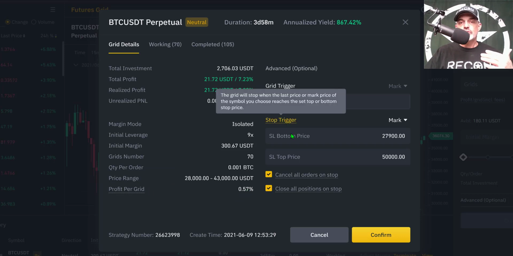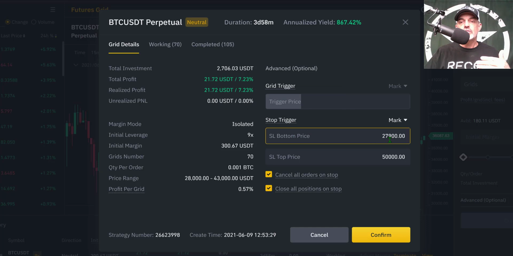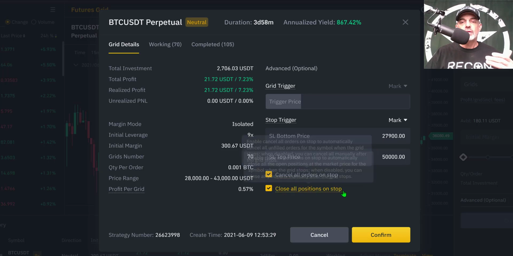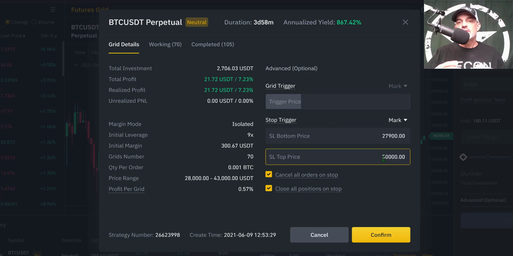And then my stop loss or stop trigger for the bottom level is 27.9. So if the price goes down below 27.9, it will cancel all my orders and close all my positions. And then on the top side, if the price was to get above 50,000, it would cancel all the open limit orders and close any open positions.